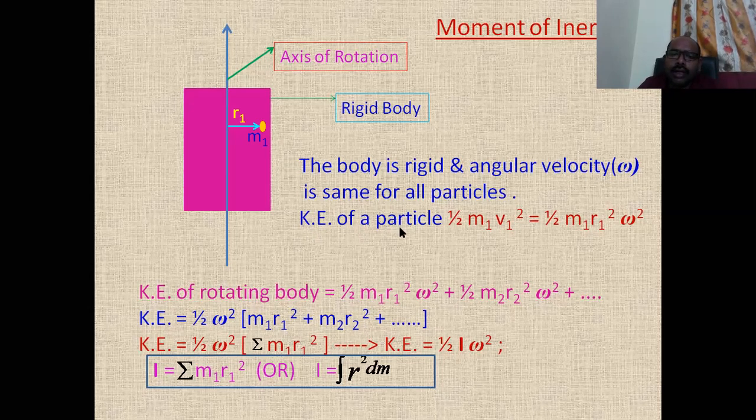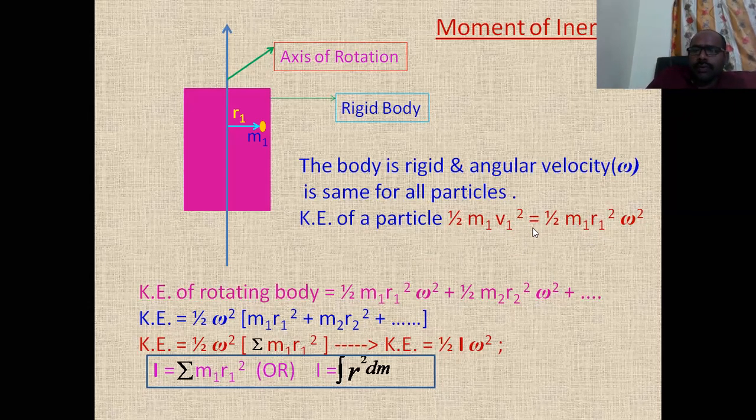Now the kinetic energy of a particle, that is half m1 v1 square. We are writing the kinetic energy for this particular particle, half m1 v1 square. We know the relation between v and omega from the earlier equation. So v1 square is equal to r1 square omega square.